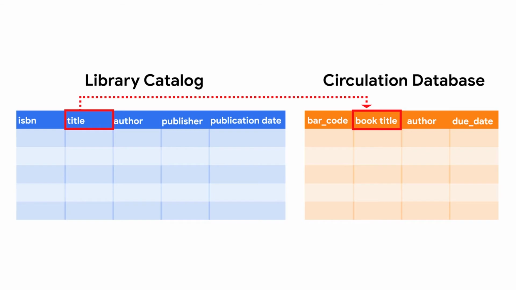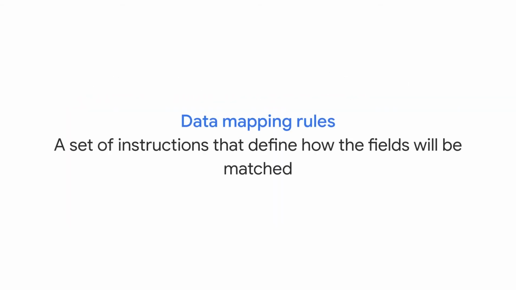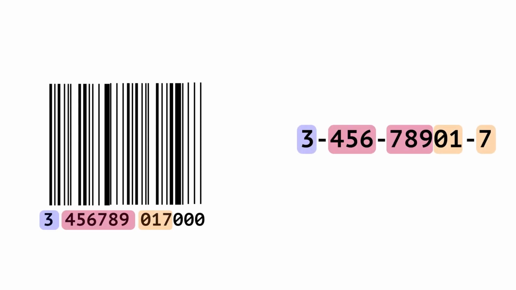Next, the data team creates their data mapping rules. The data mapping rules are a set of instructions that define how the fields will be matched. For example, the library team defines a process for converting the barcode in the circulation database to an ISBN number. This is because the two fields need to match when the data team begins to test and analyze the data. Once the data team defines data mapping rules, the team will next test the rules on a small subset of data. This will ensure the rules are working correctly before applying them to all of the data.